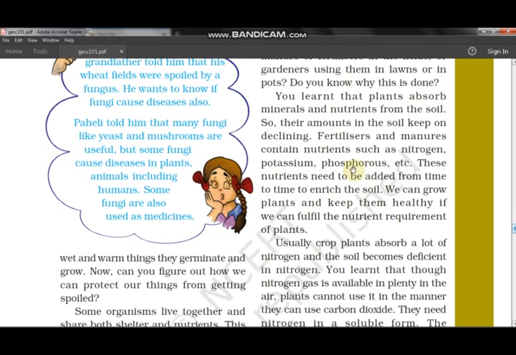Most of us, since we are farmers, have seen the bags of NPK. That NPK contains nitrogen, which stands for N, phosphorus, which stands for P, and K stands for potassium. Okay students, so now we know why we add NPK to each and every crop we grow. We can grow plants and keep them healthy if we fulfill the nutrient requirement of the plants.